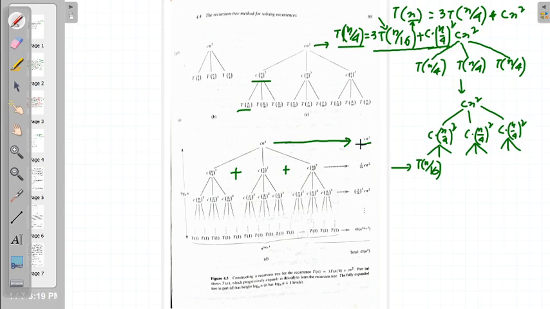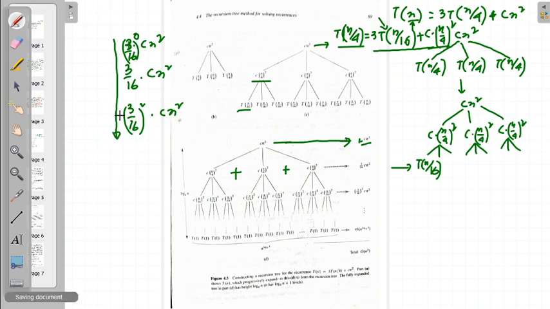So nothing is written here, that means 1 times this Cn square, 1 times this Cn square, then here it is 3 by 16 times Cn square. Then the next level we have (3 by 16) whole square times Cn square. Instead of 1 we can write it as (3 by 16) to the power 0. So you see there's a nice pattern going on, and we have to find out this pattern.